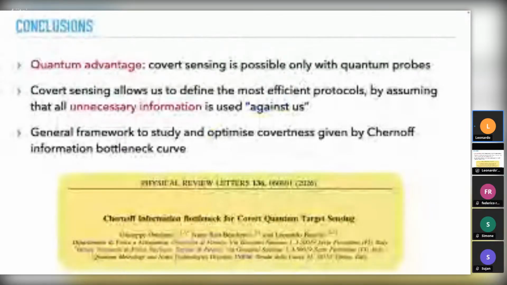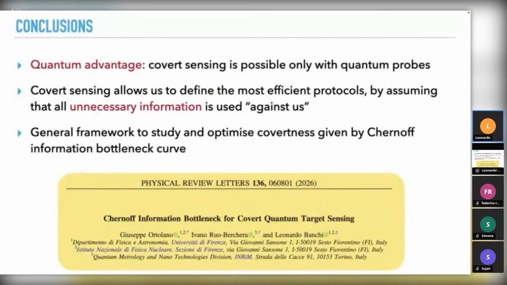And so this covert sensing allows us to define the most efficient protocols by assuming that all this unnecessary information is against us. We don't really have to have an enemy. And what we have introduced in this paper is a general framework to study and optimize covertness using this notion of quantum channel information.